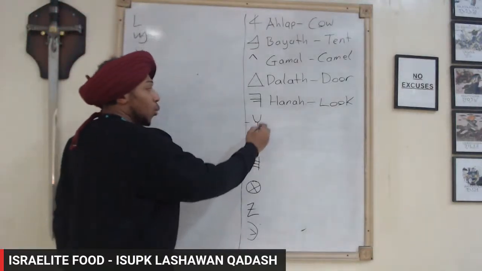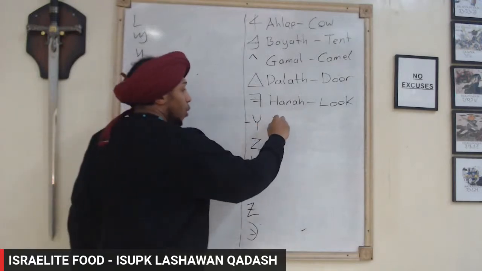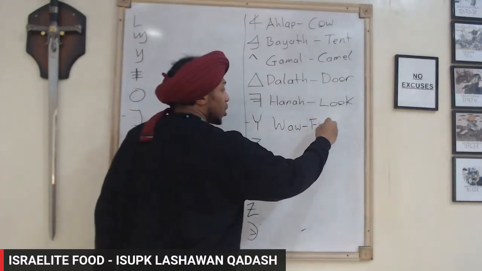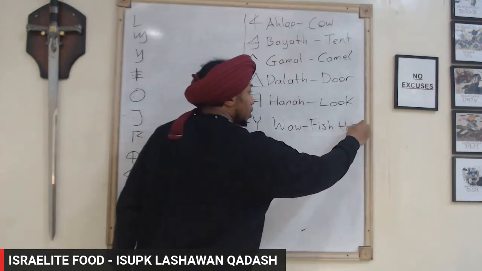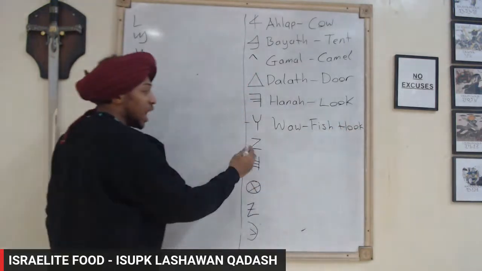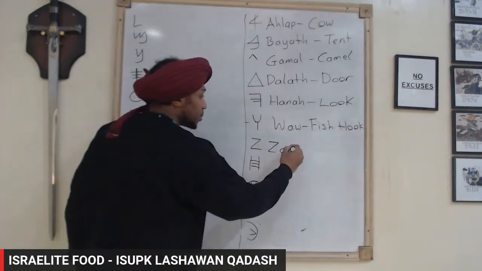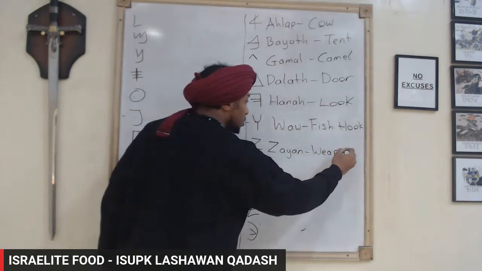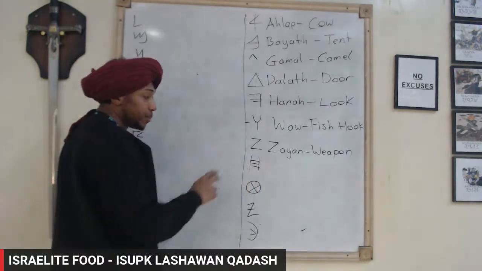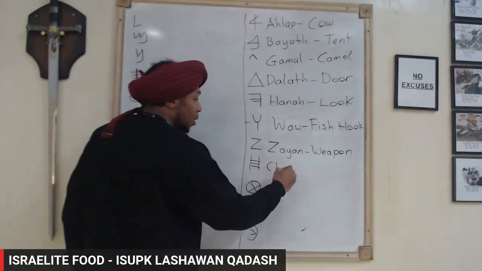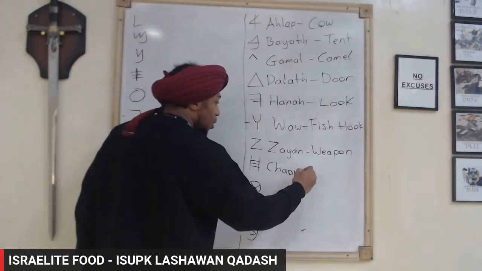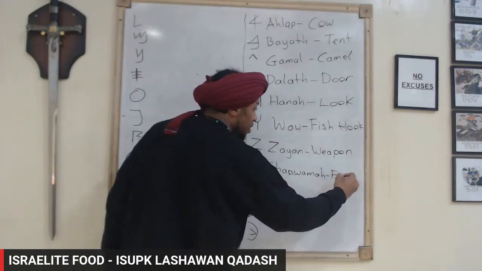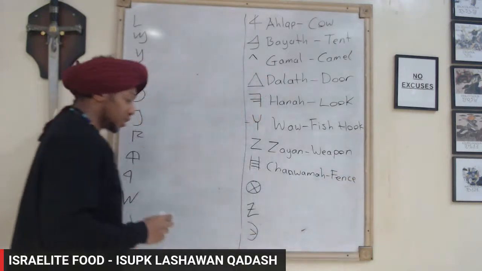Okay. Wow, right here is for wow, and wow is a fish hook. Okay. Za is for Zion, right? And Zion is a weapon. Okay. Ka is for Kawama. And Kawama is a fence. It's rightfully a fence. Okay?